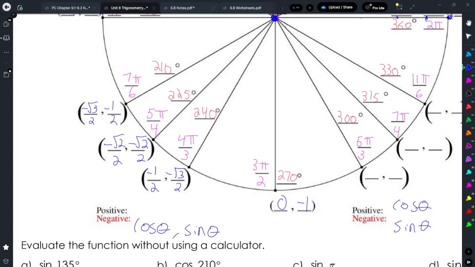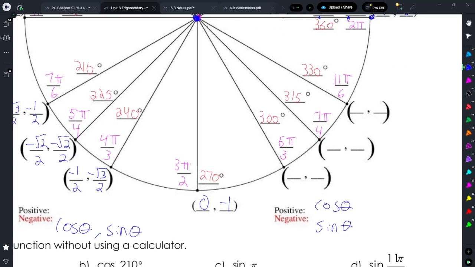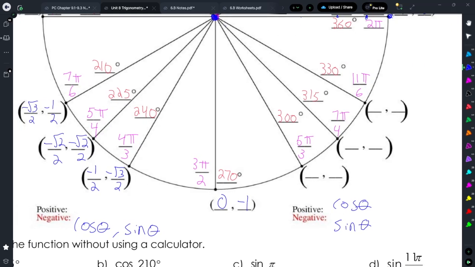Now, or you could have just taken your pi over 6 and changed them, like switch spots, and then you would get your pi over 3 family. And then lastly, over here, 4 pi over 3 will reflect over to 5 pi over 3, but the x will be positive 1/2, the y is still negative.